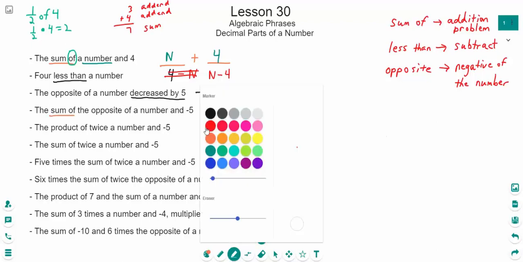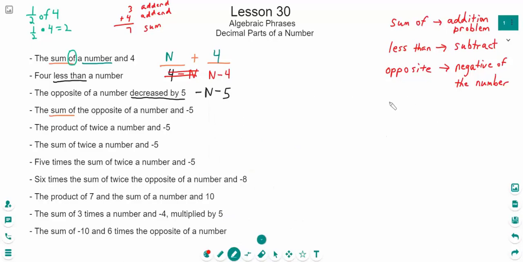All right. So let's put out another clue word. So the other clue word might be decreased by. And decreased by just indicates that we are going to subtract. It's another subtraction clue. Okay, so less than means subtract. Decreased by also means subtract.